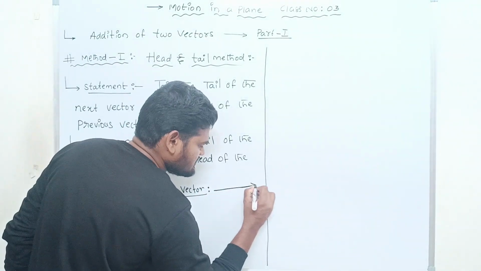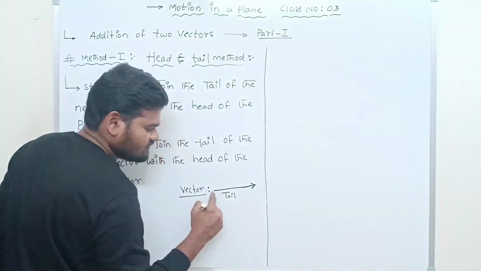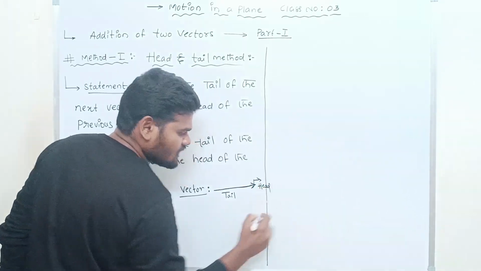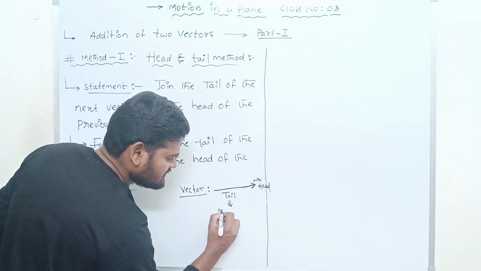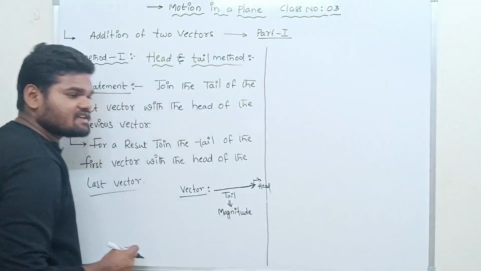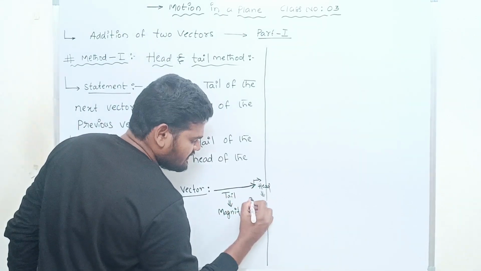This is the symbol of a vector. This end is called the tail, and this arrow symbol is called the head. The tail represents magnitude, as we discussed in the previous lecture, and the head represents direction.